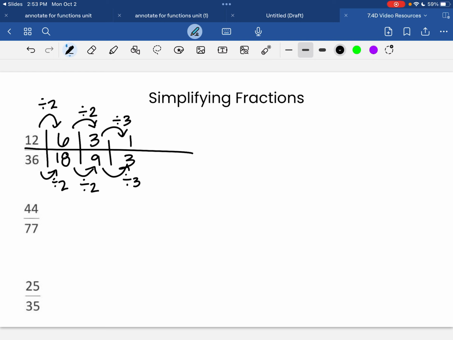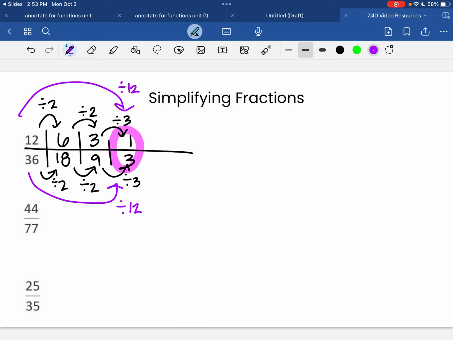So I get the equivalent fraction of 1/3, which you also could have gotten if you recognized that 12 and 36 were both divisible by 12. So 12 divided by 12 would get me to 1, and 36 divided by 12 would get me to 3. So it doesn't matter which process or which direction I go, as long as I get to the simplest form of the value.